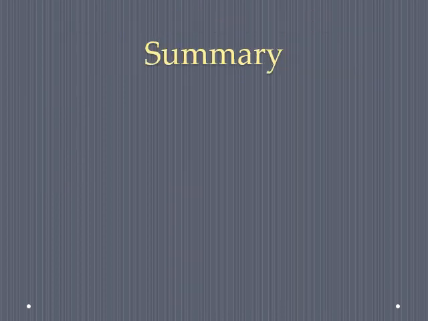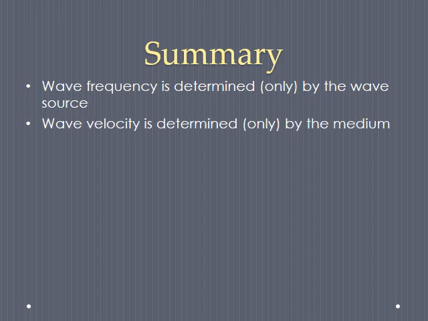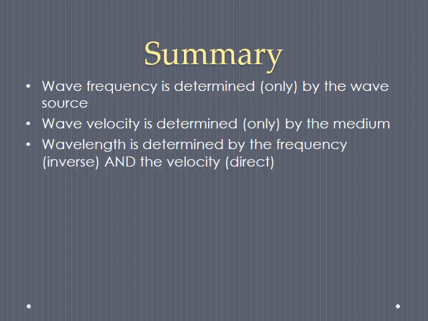Quick summary of this slideshow. The wave's frequency is determined entirely by how quickly that wave source is jiggling up and down. The wave's velocity is determined only by the medium that the wave is moving through. But the wave's wavelength is determined by both of these. It's related to the frequency in an inverse way and the velocity in a direct way. So we come up with the wave equation to describe what's happening to the wavelength. It's dependent, and the frequency and velocity are independent because they don't affect each other. They just are set by properties of the wave.